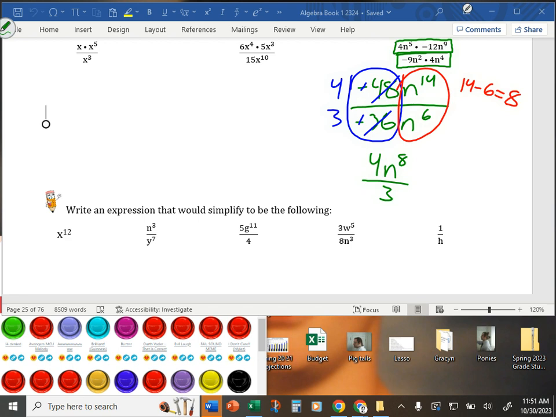Your homework is the rest of the page, the rest of CO11. We are going to talk about this bottom part a little bit. It says, write an expression that would simplify to be the following. So it's like I'm giving you the answer. You're giving me an expression that we could have started with. And there's an infinite number of correct answers here. But to end with x to the 12, who's got an idea for what our starting expression could have been? To get x to the 12th as an answer.